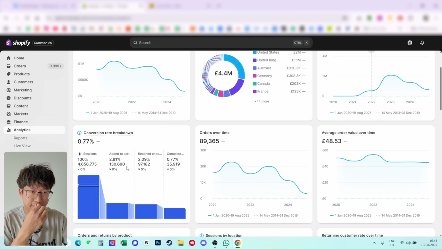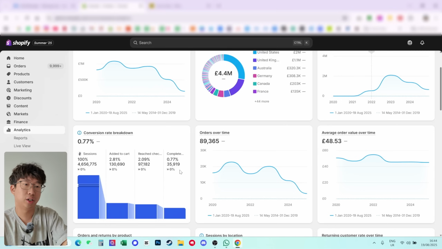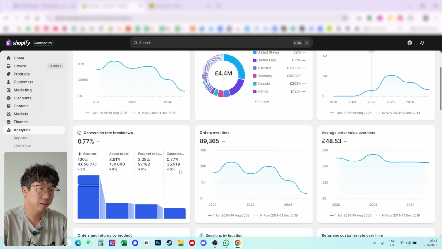So you can see here, add to cart rate is 2.81%, checkout is 2%, and it's usually half of the add to cart rate. So this here would be, let's just say 6%, because this is just not tracking correctly. This will be like 3%, and this will be like 1.5%. And throughout the funnel, it'll cut in half by 50%.